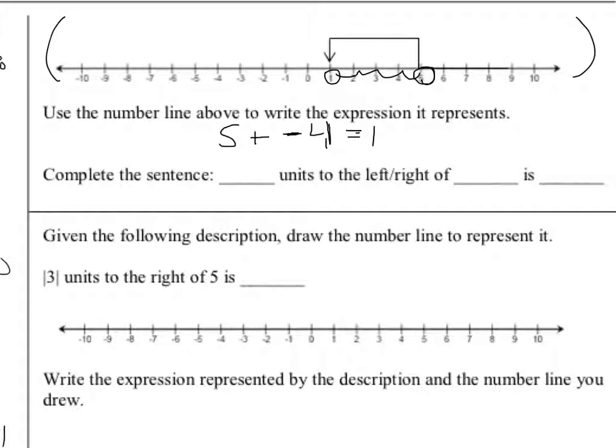We may also be asked to take that number line and go ahead and write the sentence, which is something you guys are pros at. It says complete the sentence. Blank units to the left or right of blank is blank. So how many units to the left or right? Jasmine. Careful. What do we want to do to make sure that this is incredibly clear, since we're about to tell you which direction to go?